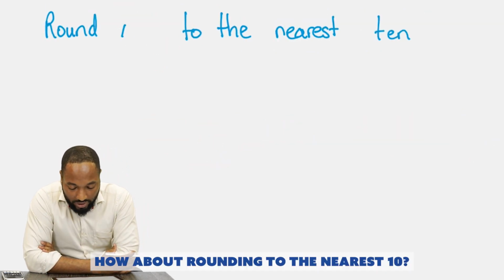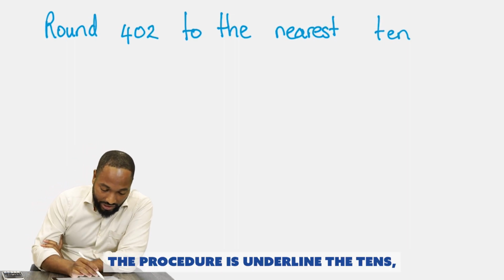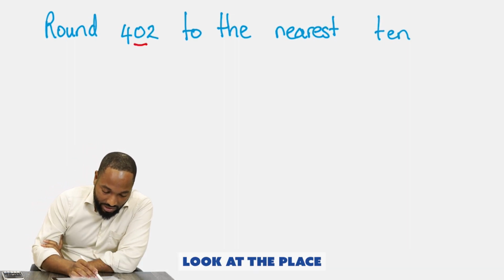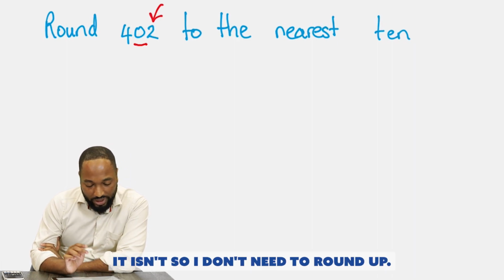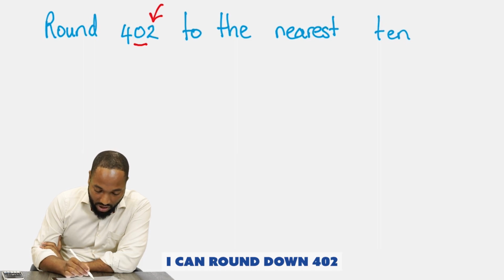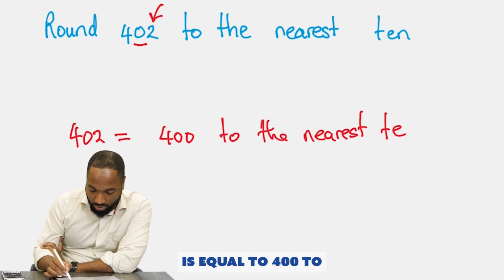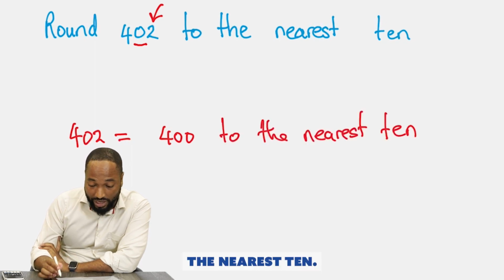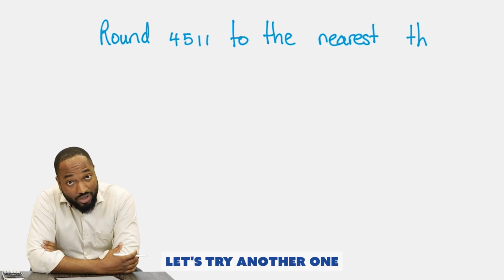How about rounding to the nearest 10? Let's try 402. The procedure is: underline the tens, look at the place value after, and check to see if it's 5 or more. It isn't, so I don't need to round up. I can round down. 402 is equal to 400 to the nearest 10. This is fun. Let's try another one.